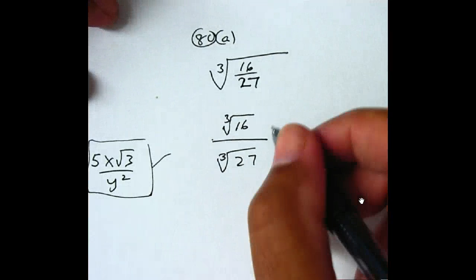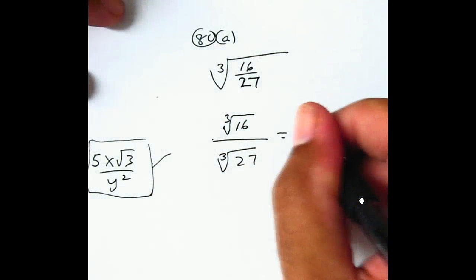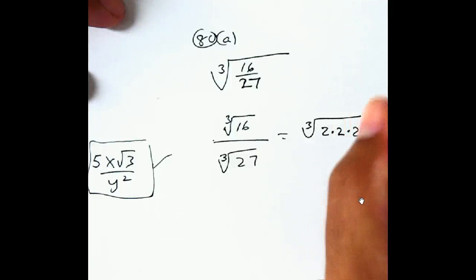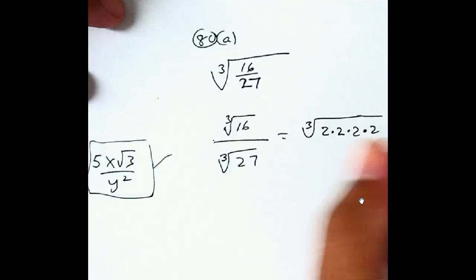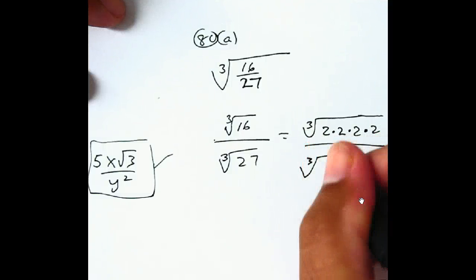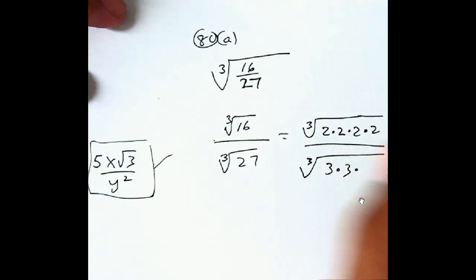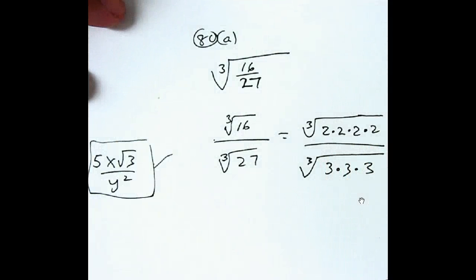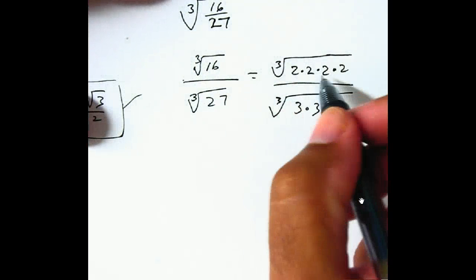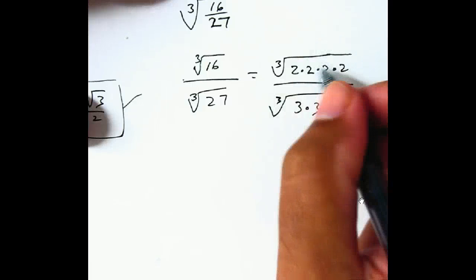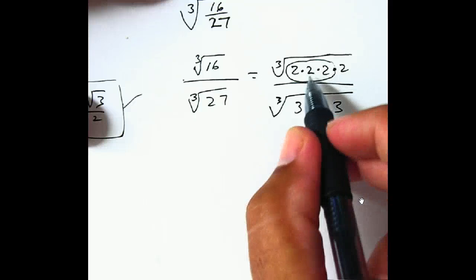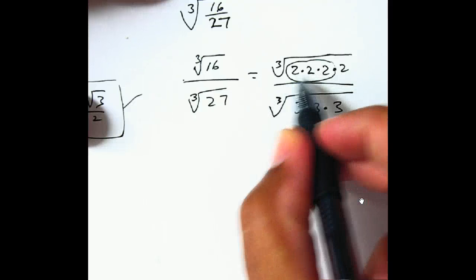So I'm going to break down the 16 as 2 times 2 times 2 times 2. The 27, break it down as 3 times 3 times 3. Okay, now, in order to simplify this, I need to look for triplets. And here we have a triplet of 2's. And that's what you need for one 2 to come out. You need 3 of them, a triplet.